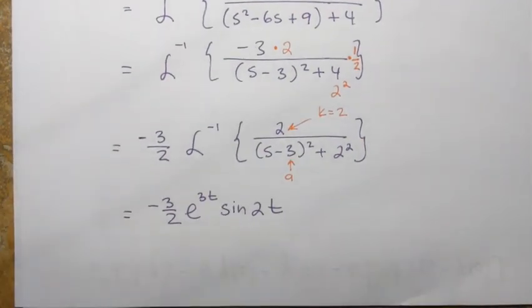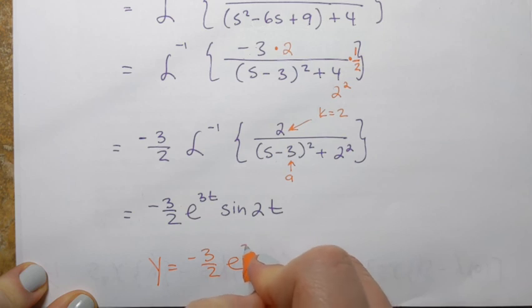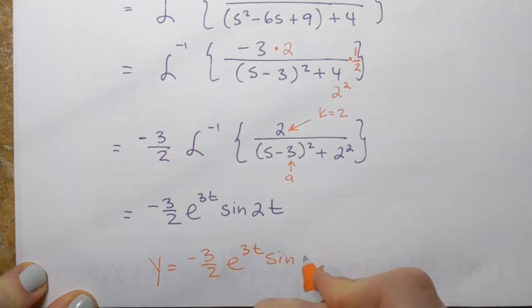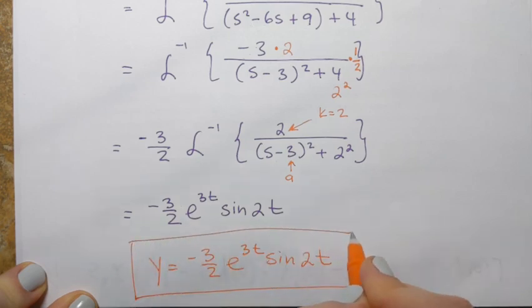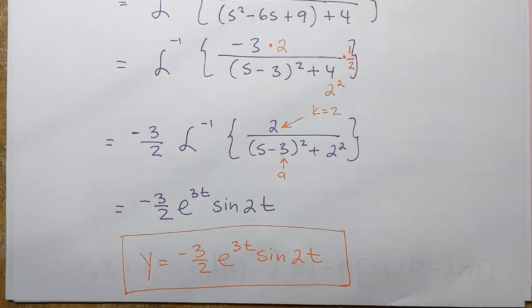So the solution to this initial value problem is y equals -3 over 2, e to the power 3t, sine of 2t. And if you use one of the old approaches, let's say if you use the characteristic equation to solve that initial value problem, then that would be a good way to verify the solution using a different method.